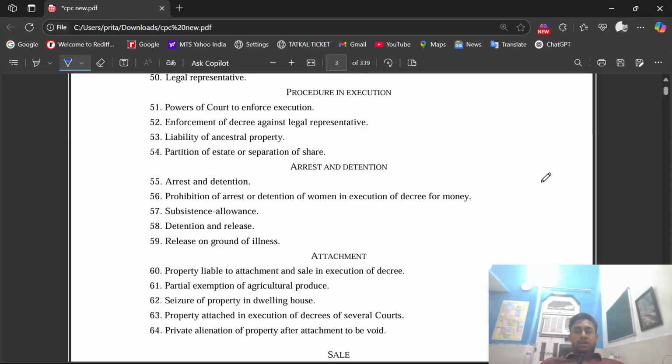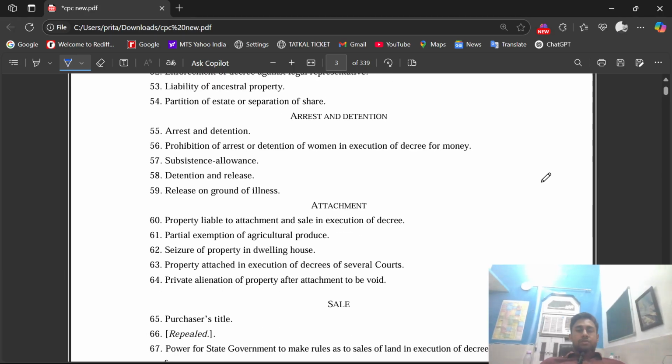Next subheading is arrest and detention. Section 55, arrest and detention. Section 56, prohibition of arrest or detention of women in execution of decree for money. Section 57, subsistence allowance. Section 58, detention and release. Section 59, release on ground of illness.